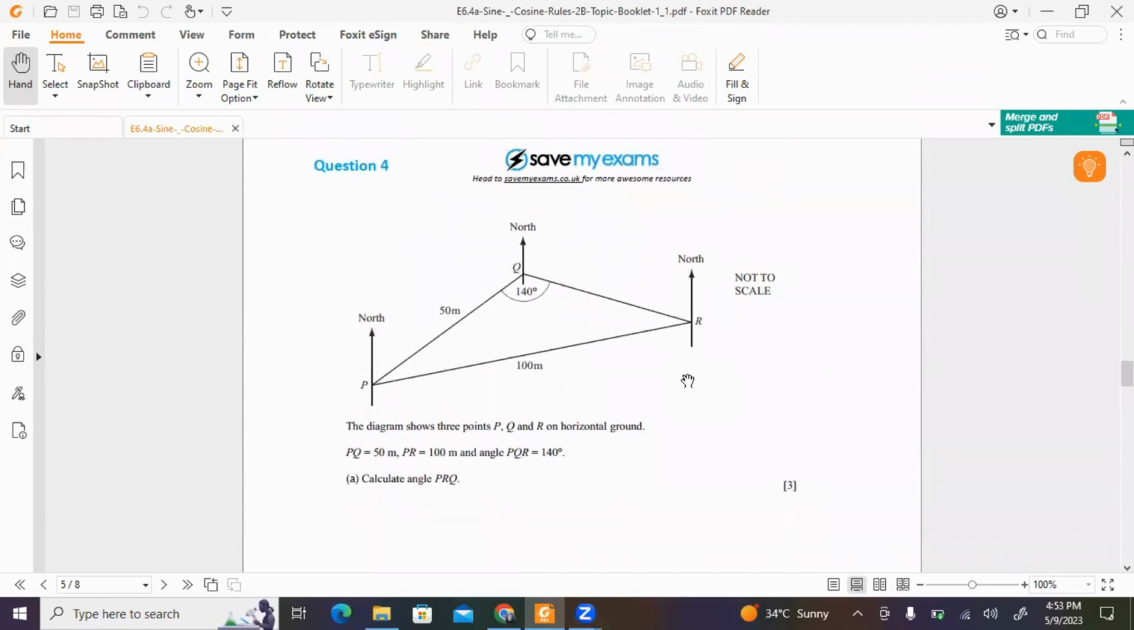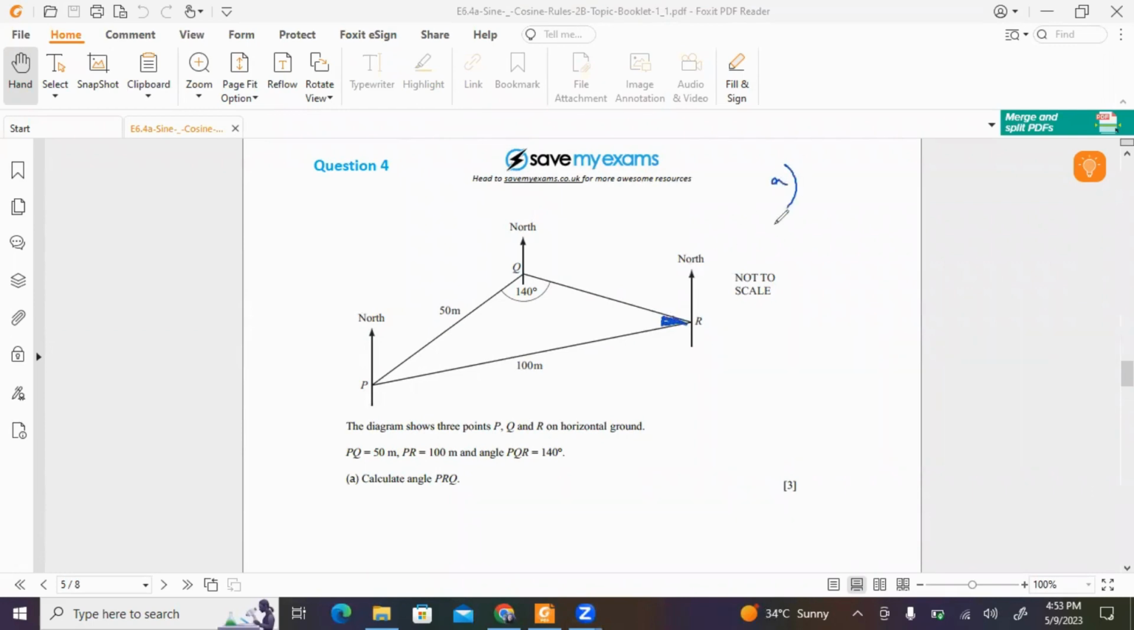Now, question number 4. Question number 4 says the diagram shows 3 points P, Q, and R on horizontal ground. PQ is 50 meters, PR is 100 meters. Angle PQR is given as 140 degrees. Calculate angle PRQ.